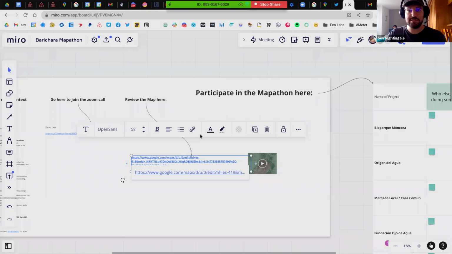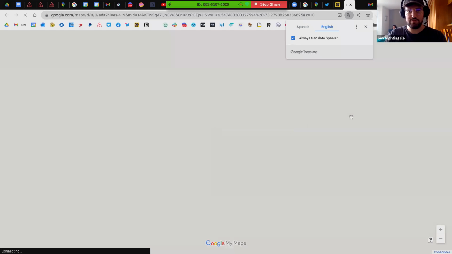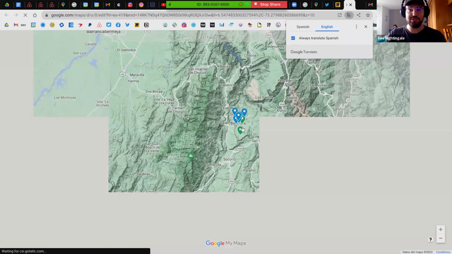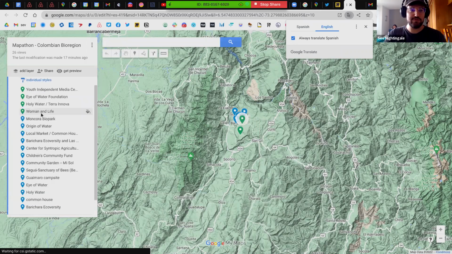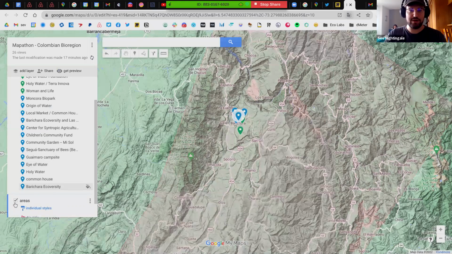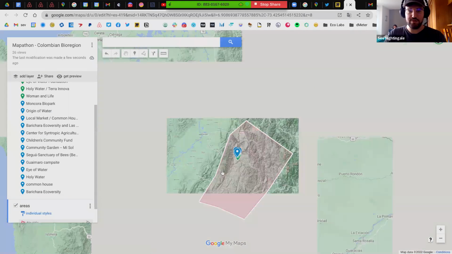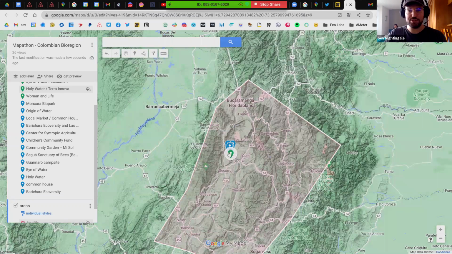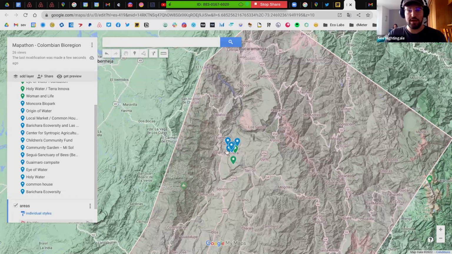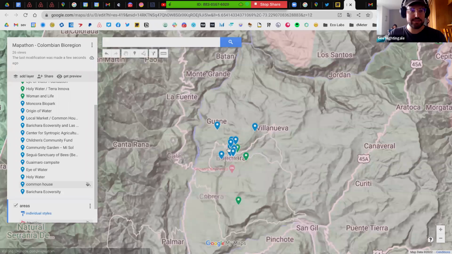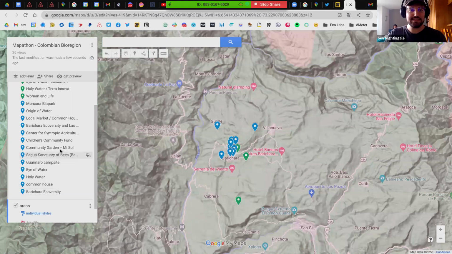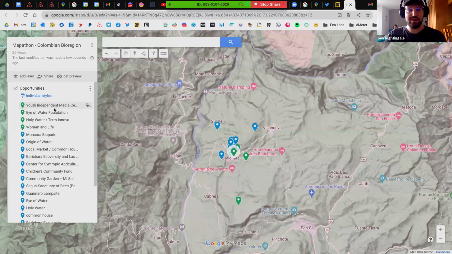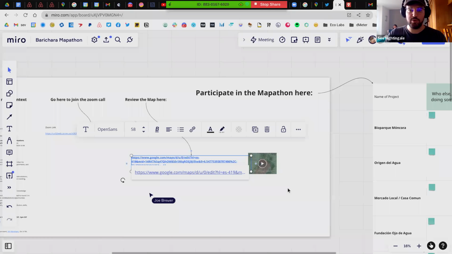I'll just show you this quickly too, and then we'll be jumping back into this to review each project. This has all of the different projects located on it. We also have the bioregion to give us the context of what the broader opportunity and goal is here. We'll be reviewing each project and getting a sense of exactly what's happening, what the opportunity is, the strengths, the needs, and then coming back to the Miro board.